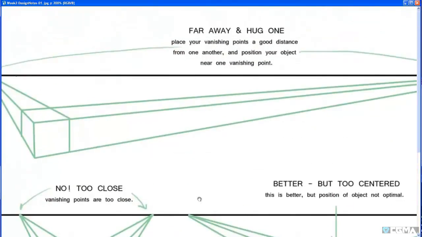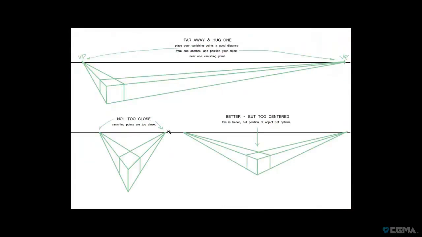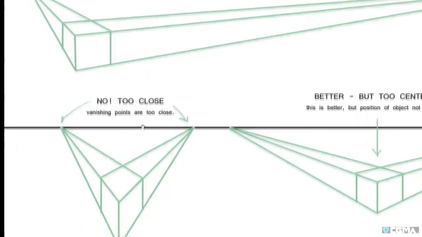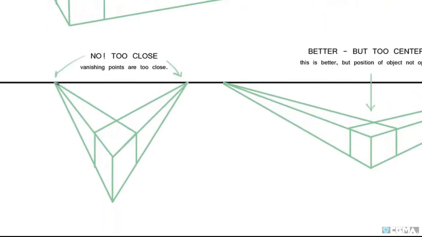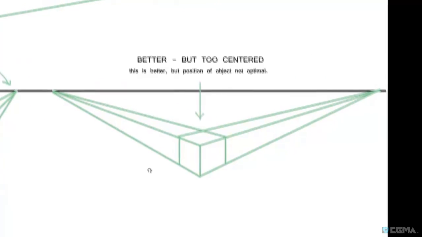And you can see how, if you don't do that, if you place your vanishing points too close, the extremity of which you're going to have to then depict your final design within that picture plane, it just becomes too extreme and too foreign from our standard everyday way of seeing the world.